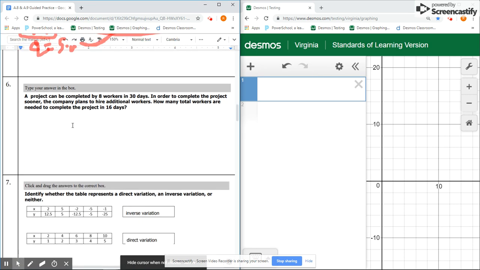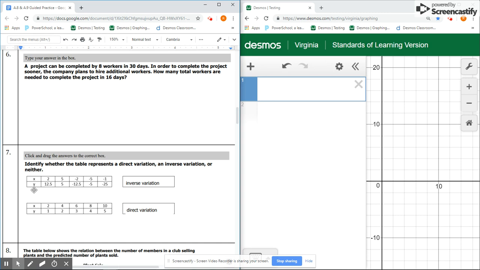All right, number 6. Type your answer in the box. So there should be a box here. We will type our final answer in the box. First part, a project can be completed by 8 workers in 30 days. In order to complete the project sooner, the company plans to hire additional workers. How many total workers are needed to complete the project in 16 days?